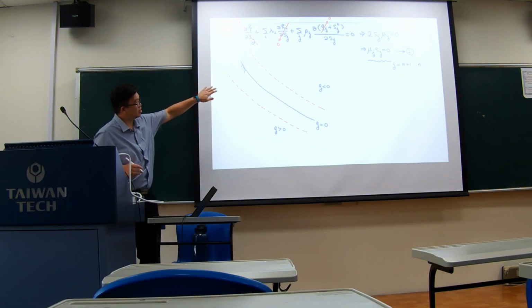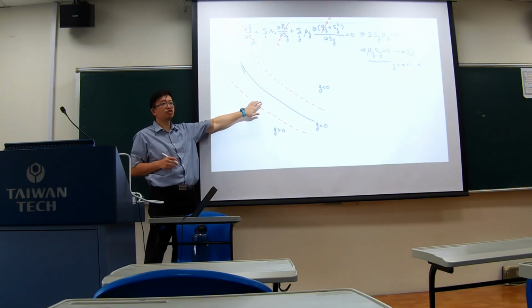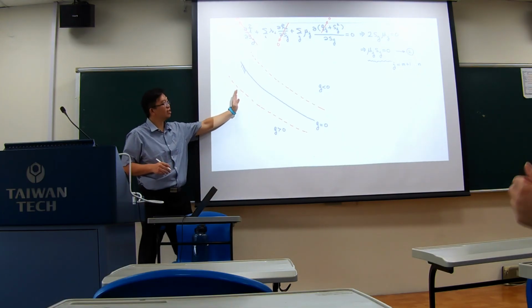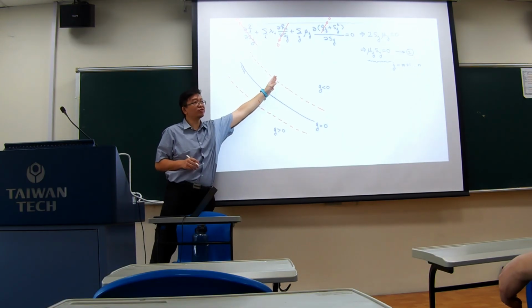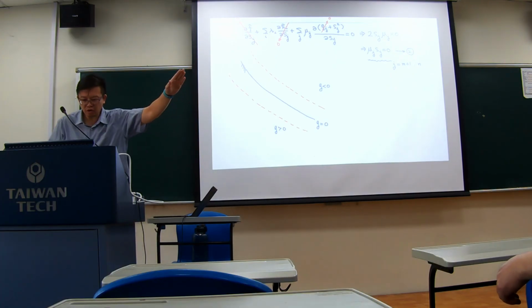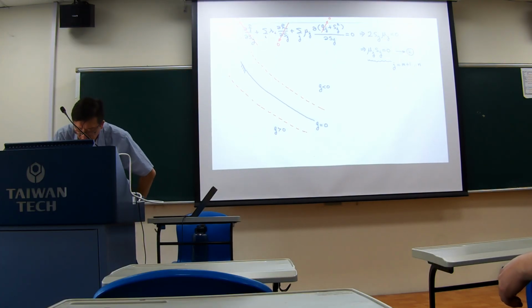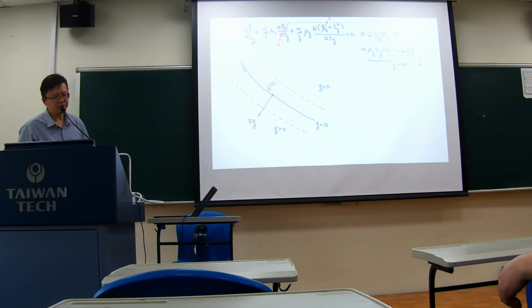So here is with G value increasing, and here with G value decreasing. If you have a design point right here, let's say that's your xk, your G gradient would go this way, perpendicular to your G function. Okay?